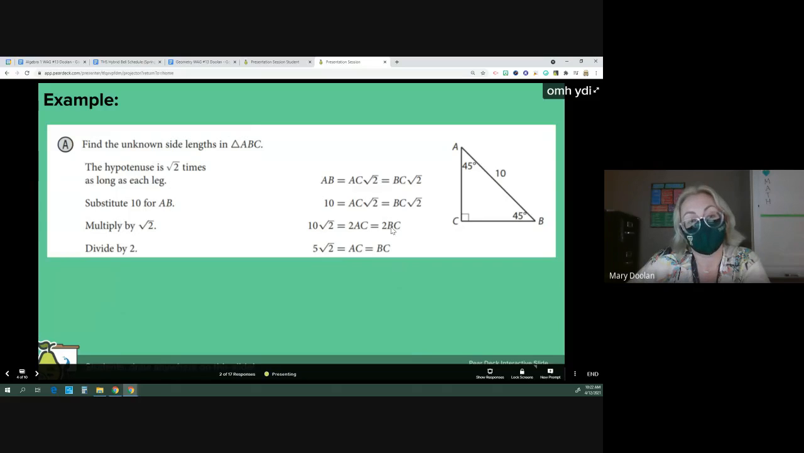And then remember, we're trying to isolate one of these leg lengths. And so I could divide now everything through by 2. Okay, 10 divided by 2 is 5, so 5 times the square root of 2. 2 divided by 2 is 1, so just AC. 2 divided by 2 is just BC. BC's left. And so AC equals BC, we knew that, which is also equal to 5 times the square root of 2. So we found the unknown side lengths. Both AC and BC are 5 times the square root of 2.